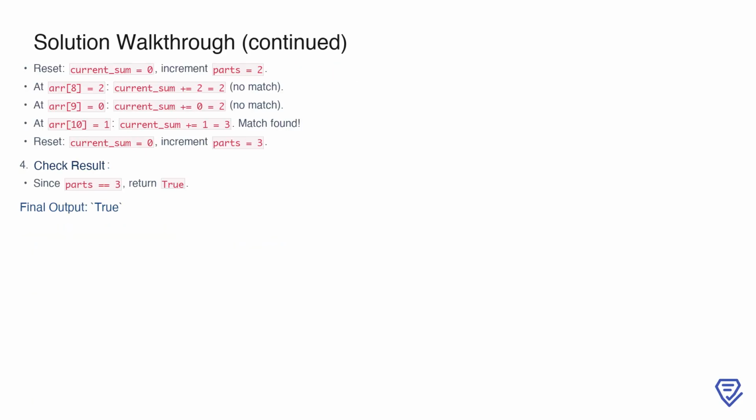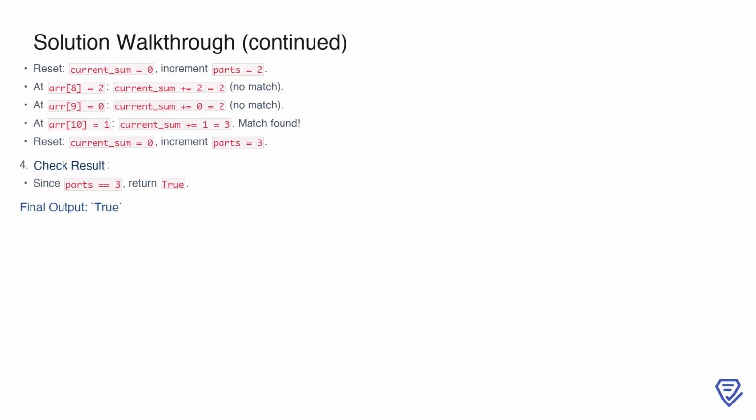After finding the first part, we continue iterating through the array. When current_sum reaches 3 again at index 7, we recognize another match. At this point, we reset current_sum to 0 and increment parts to 2. As we move forward, we add up the remaining elements. Finally, at index 10, current_sum reaches 3 once more, marking the third match. We reset current_sum and increment parts to 3.